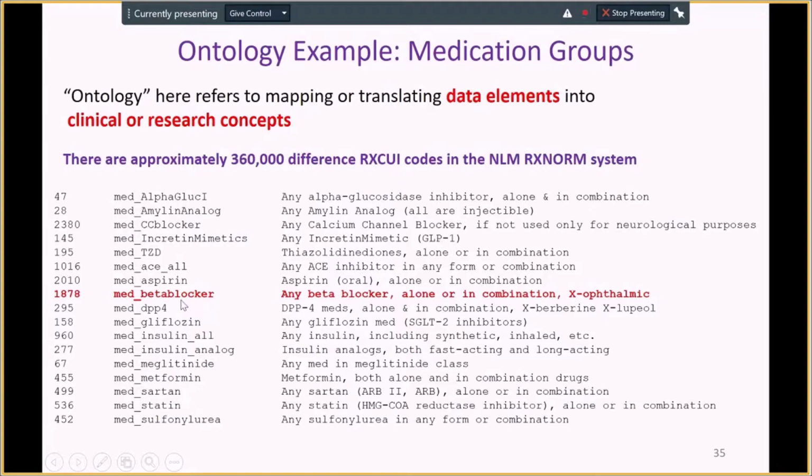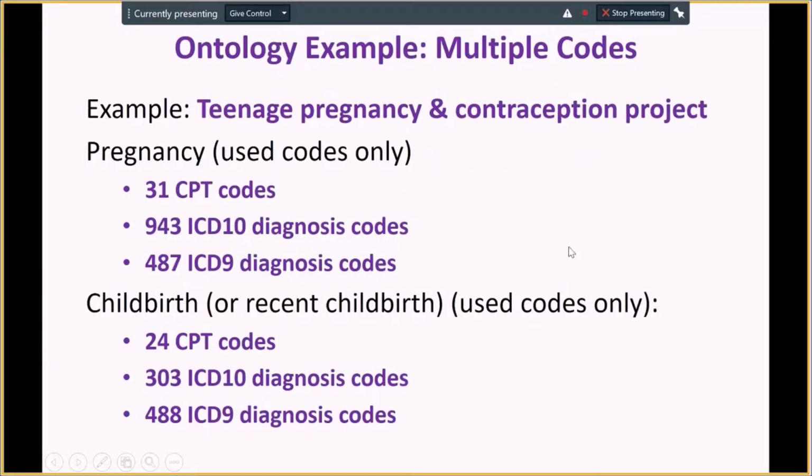I highlighted in red here where we had 1,878 different codes mapped to beta blockers, any beta blocker alone or in combination, except the ones that are used for ophthalmological purposes only. And there are some of those. So anyway, you see these kinds of mappings there. I highlighted this one in red; I'll come back to why in a second. Some other examples from current projects: we have a project mentioned earlier about teenage pregnancy and contraceptive use.